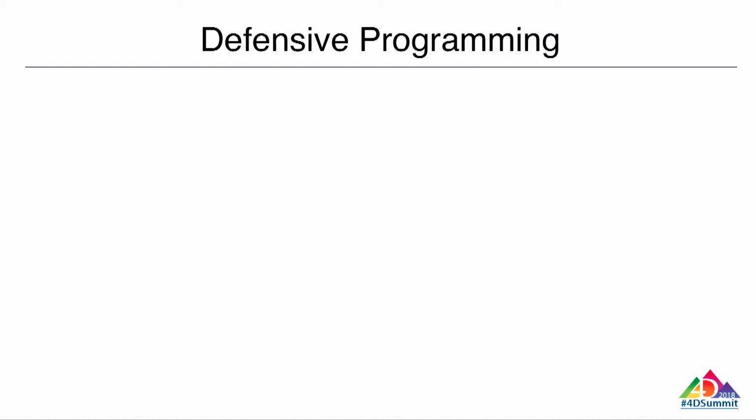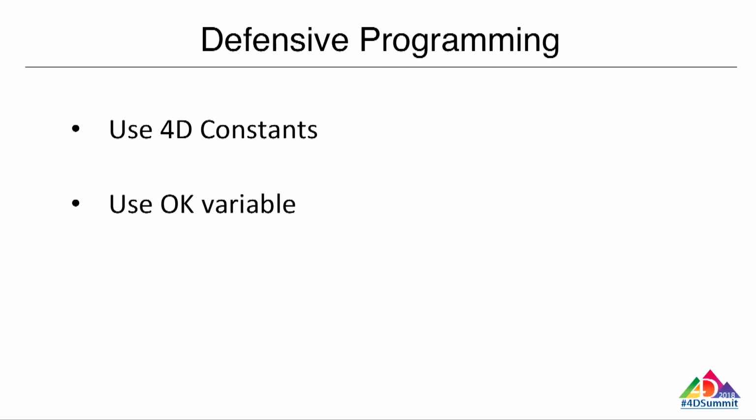So in this session, I will cover 4 areas of defensive programming that I would like to focus on. There may be other areas that you may think of during this session. But I'd like to get you in this state of mind of defensive programming right now. So the first is 40 constants. 40 constants are used everywhere in 40. I'll show you some examples of the importance of using 40 constants. The second is OK variable. There are many 40 commands that have a status of using these commands.